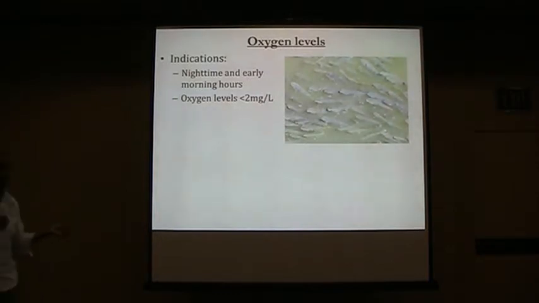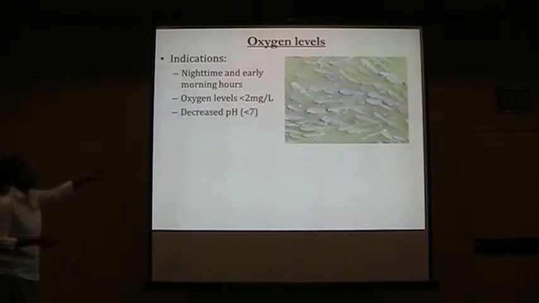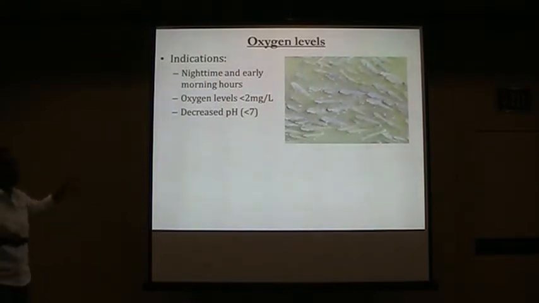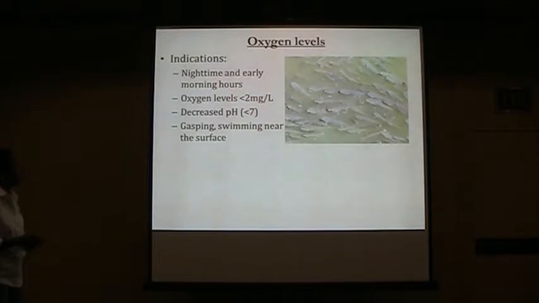It's sometimes coupled with a decreased pH simply because, for example, overnight if you have a lot of respiration occurring, a lot of carbon dioxide being produced as oxygen is taken up, then you have a buildup of carbonic acid, and so the pH level drops. And so oftentimes that coincides with the lower oxygen levels.